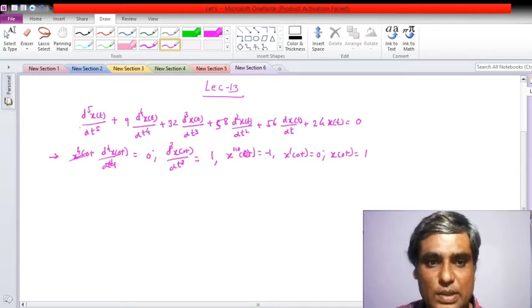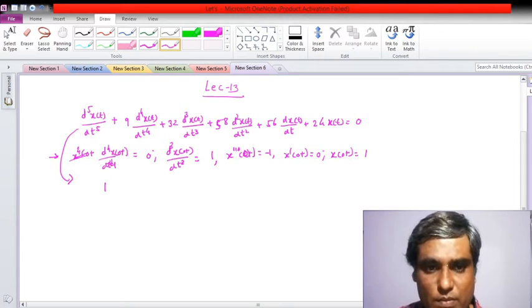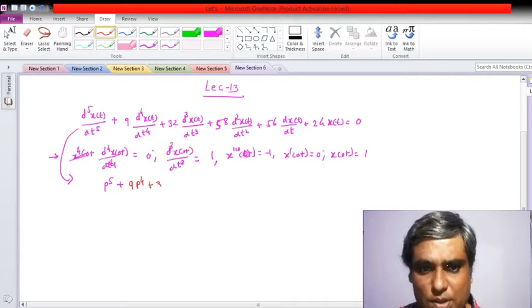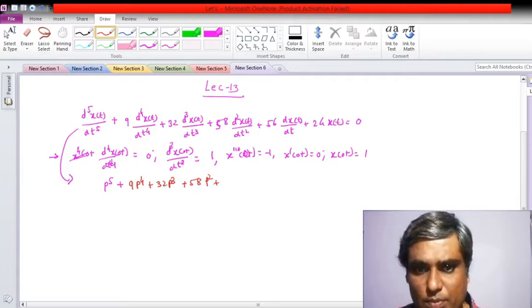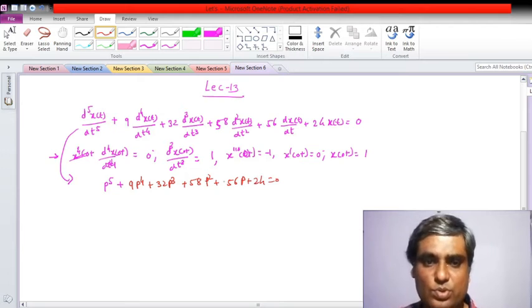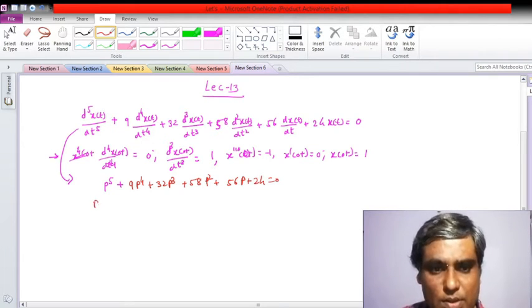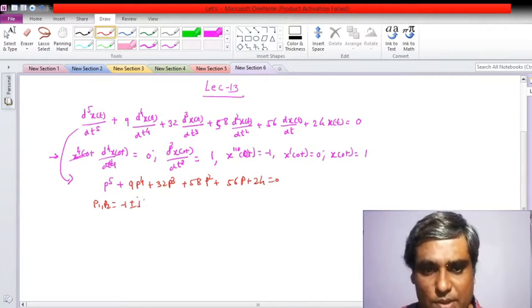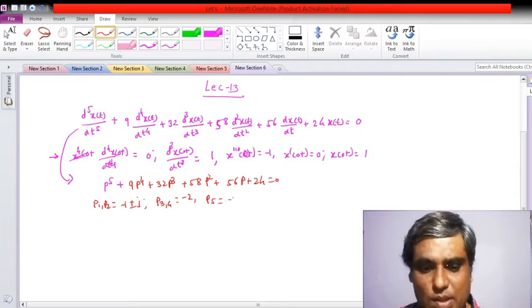Okay, so let us write the characteristic equation first. So what it will be: p raised to 5 plus 9 p4 plus 32 p cube plus 58 p square plus 56 p plus 24 is equal to 0. So there are 5 roots. Out of that, 2 roots are complex conjugates, so it will be minus 1 plus minus j. 2 roots are repeated, third and fourth, which are at minus 2, and fifth root is at minus 3.